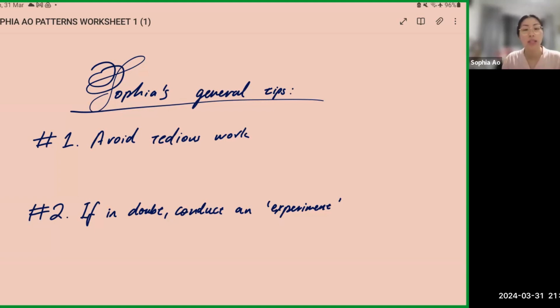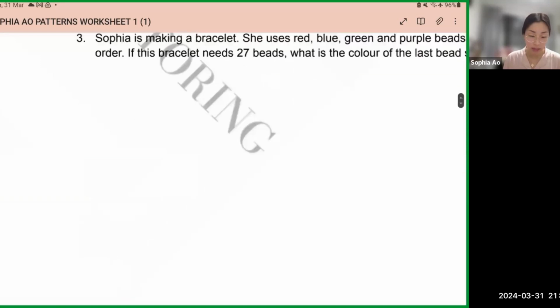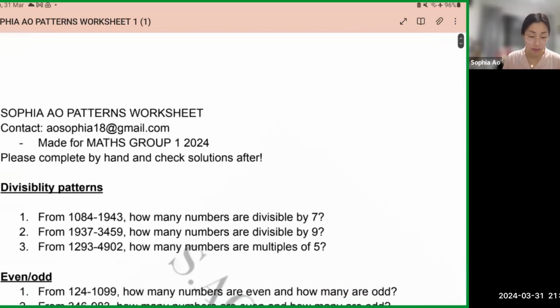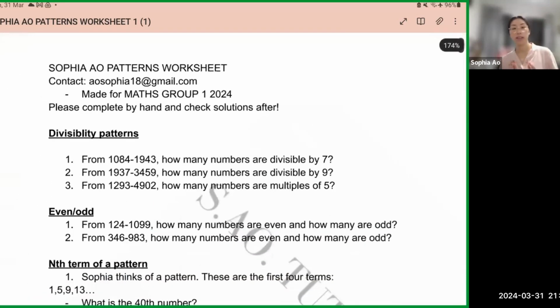I'll show you how to do this in a few of the questions that I've laid out for my students here. So let's move on. Let's have a look at these questions over here. I did write them myself, so I'll be pointing out a few things as we go.